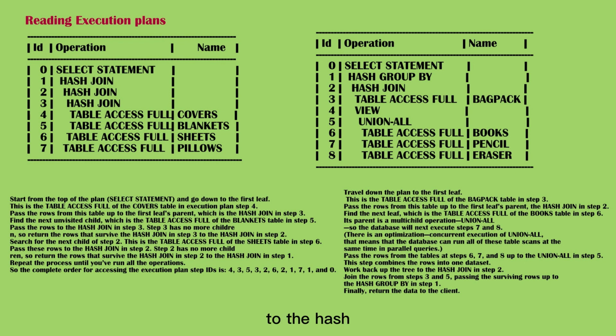Work back up the tree to the hash join in step 2. Join the rows from steps 3 and 5, passing the surviving rows up to the hash group by in step 1. Finally, return the data to the client.